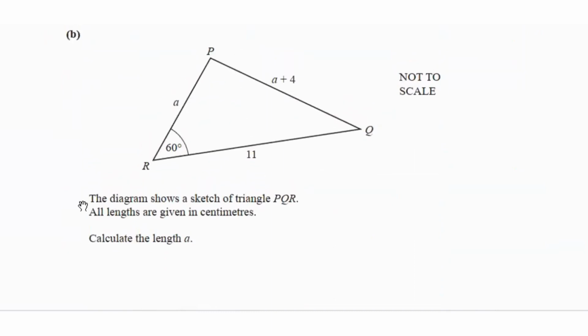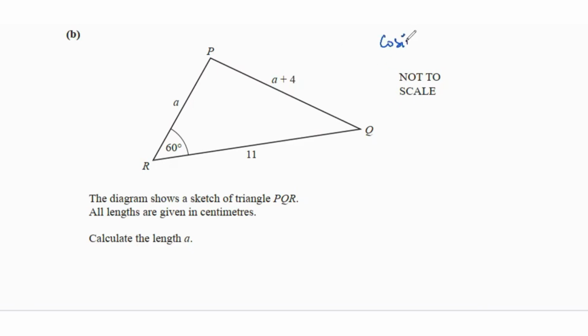Part B says the diagram shows a sketch of triangle PQR. All lengths are given in centimeters. Calculate the length of a. So as you can see, we have some expressions for all the three lengths, and we have one angle given. So that means we can easily apply the cosine rule.